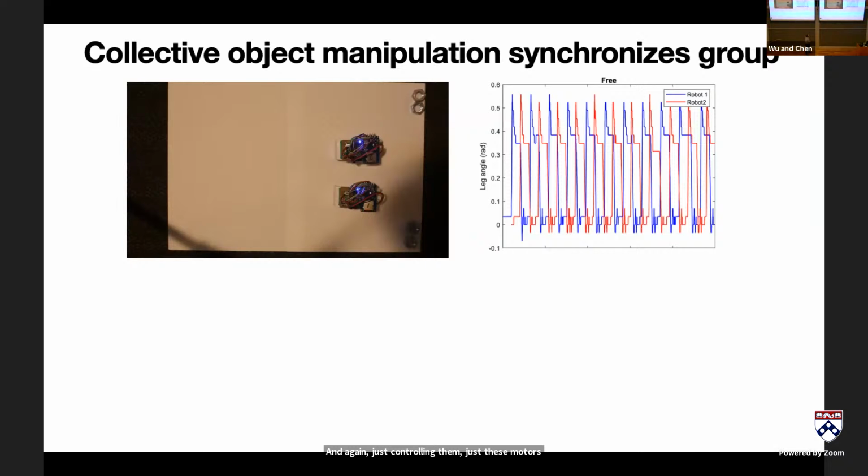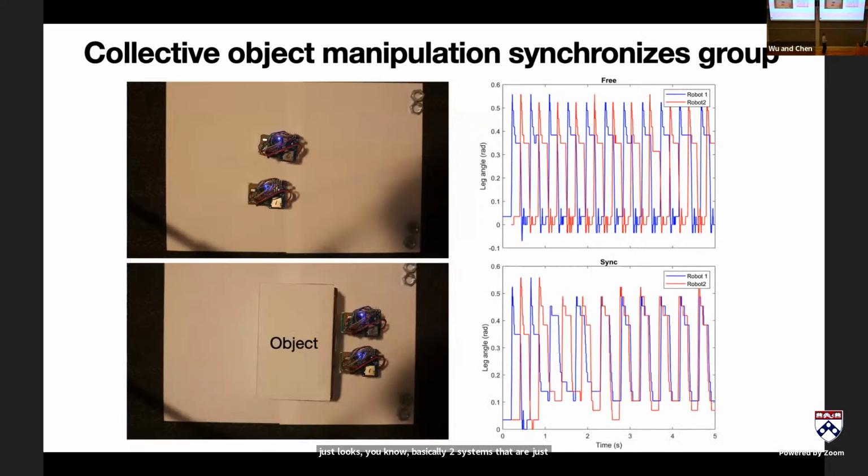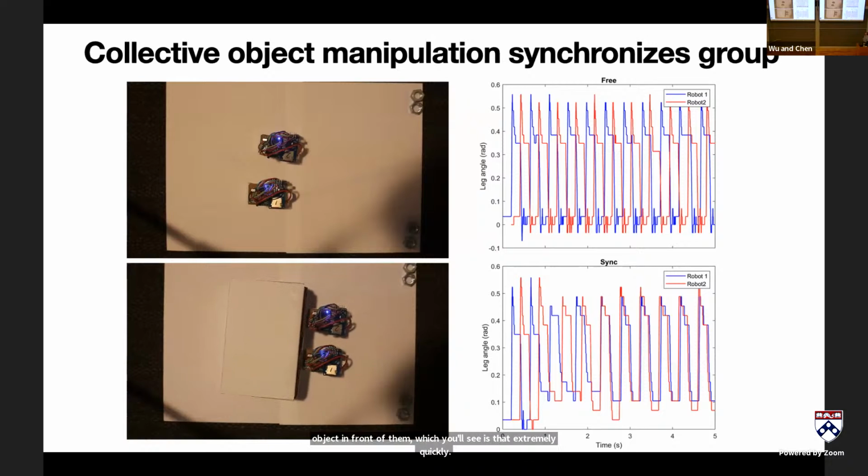So these robots, if I just start them, they're just going to walk. The leg angle plotted here just looks like two systems that are walking and evolving in an uncoupled fashion. But what if I put an object in front of them? If I put an object in front of them, what you'll see is that extremely quickly, they're going to sync up and start pushing together. This is super useful because if you think about pushing with a periodic force, then you push with the most force when your periodic force is aligned.